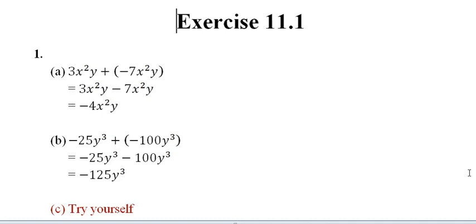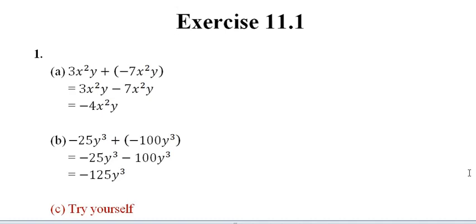Many students had asked me questions regarding exercise 10.3. I'm telling you that we will skip this particular exercise, exercise 10.3, which is given on page number 149. So let us start with exercise 11.1 now.